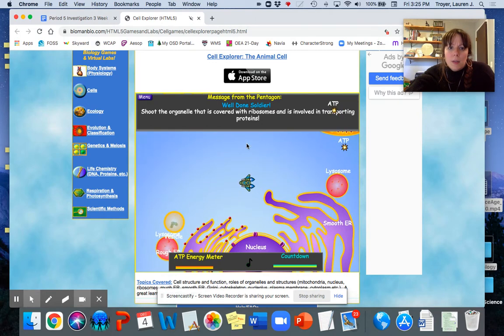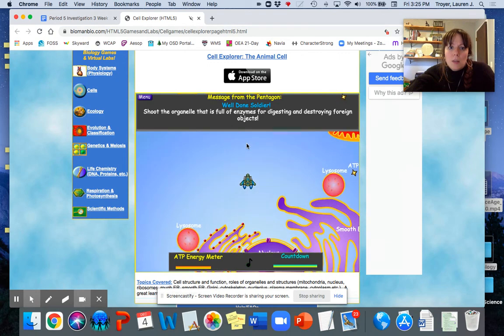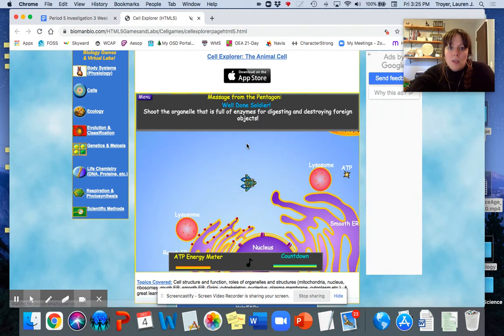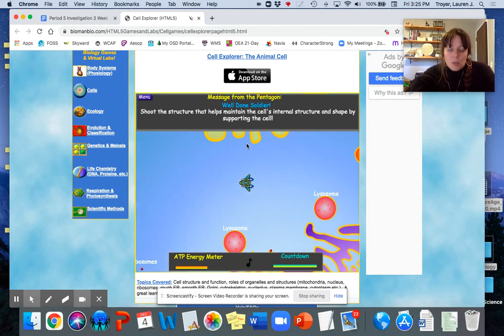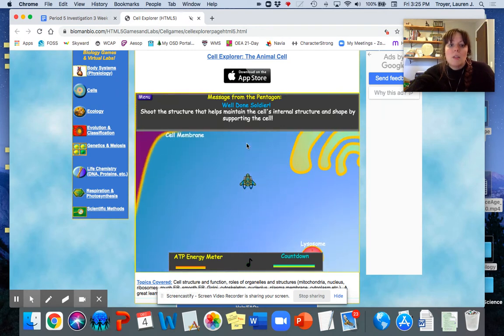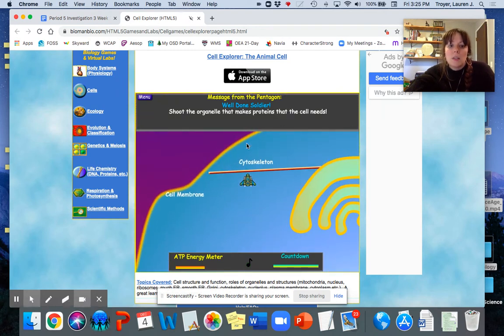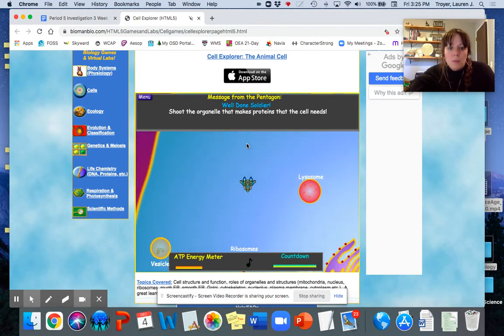Shoot the organelle covered in ribosomes involved in transporting proteins. Shoot the organelle that's full of enzymes for digesting and destroying foreign objects. That's a lysosome. It's trying to destroy me. Shoot the structure that helps maintain internal structure and gives shape. I'm looking for something called the cytoskeleton. Here's the cytoskeleton. Makes proteins. Now I'm looking for a ribosome.